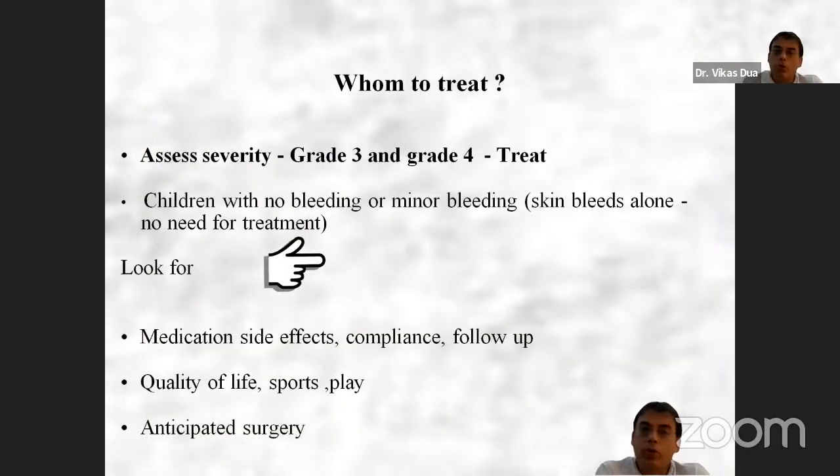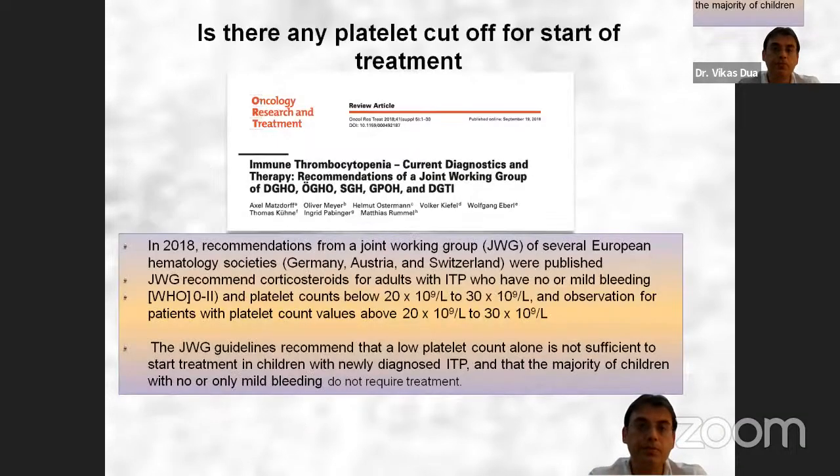So whom to treat? Grade 3, grade 4, please treat. Children with no bleed or minor skin bleeds may not need any treatment. Please look for medication side effects, quality of life, and whether the patient is engaged in any type of contact sports. If the patient is being planned for anticipated surgery, then the thought process might change.